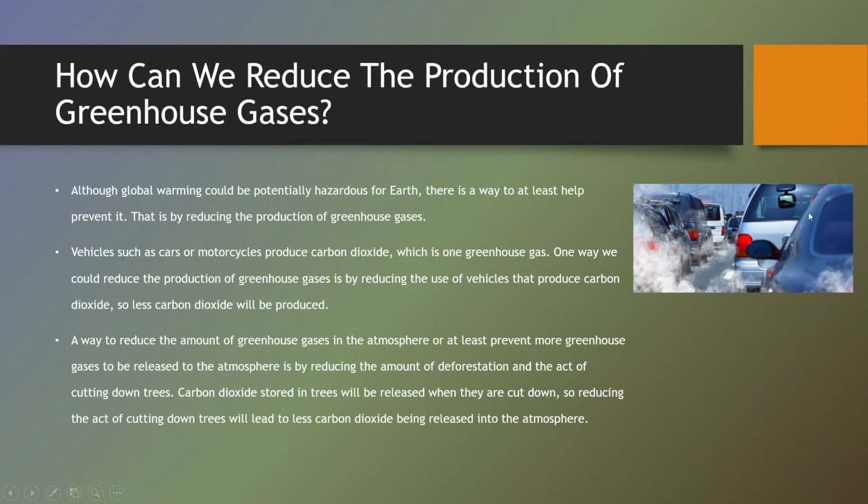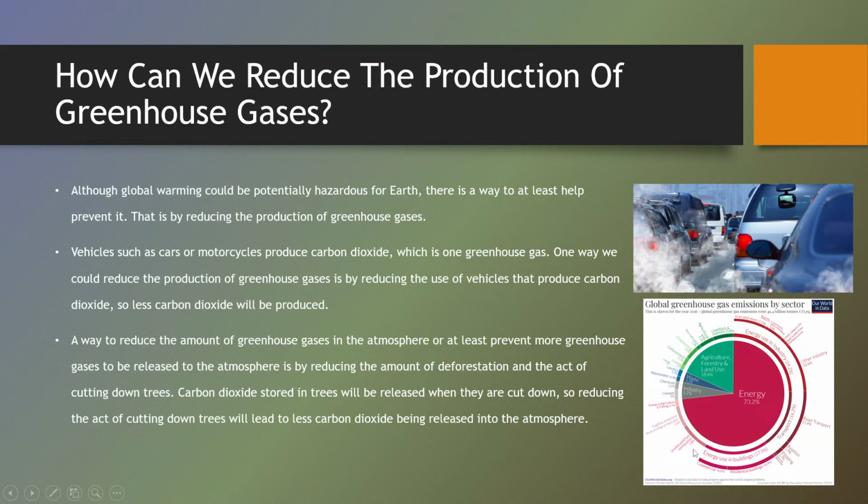As you can see here, the cars emit carbon dioxide, and the other image shows the pie chart for global greenhouse gas emissions. You can zoom in, and you can see that transport takes up a portion of it.